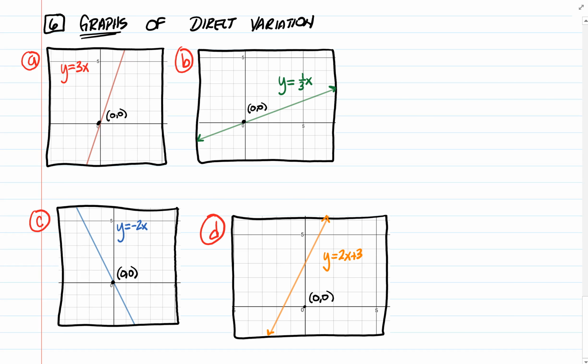Okay, so 3 of these graphs are direct variation. Hopefully you recognize that A, B, and C are all direct variation. How could this possibly be true? Well, when you're looking at a graph for direct variation, something very specific has to happen. It has to pass through the origin at the point 0, 0. You'll notice that in graphs A, B, and C, all 3 of those graphs pass through the origin, but in graph D, the equation y equals 2x plus 3 does not pass through the origin. So therefore, graph D is the only one that is not direct variation. You'll notice that A, B, and C are.